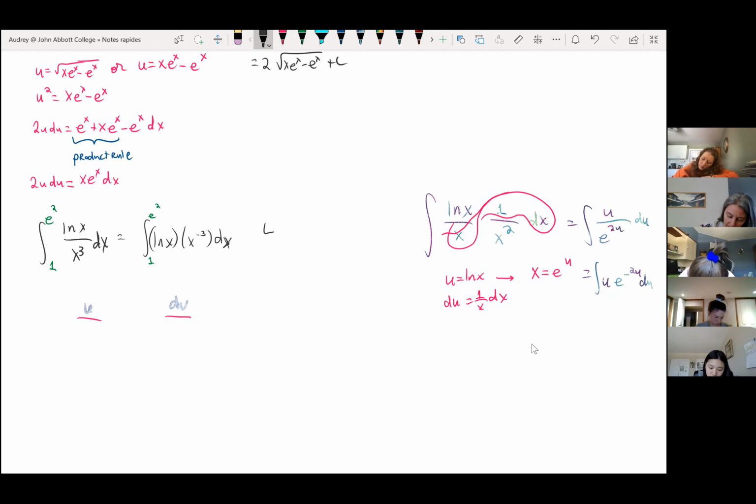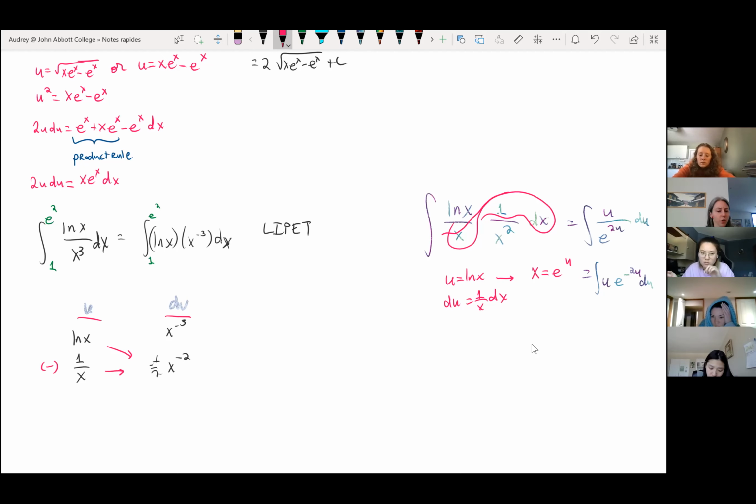We can be thinking about this as LIPET. So our u is our ln x and our dv is x to the negative 3. So then we have 1 over x. And then we have negative 1 over 2, x to the negative 2. And then we do our little arrows. Why do I stop and not keep going there? You got it. For sure it gets more complicated if I keep taking derivatives. It's not going to get nice and simple. It's not going to go down to 0. It just gets more and more complicated.